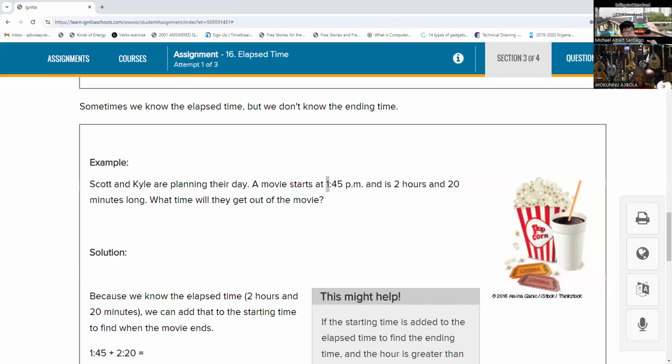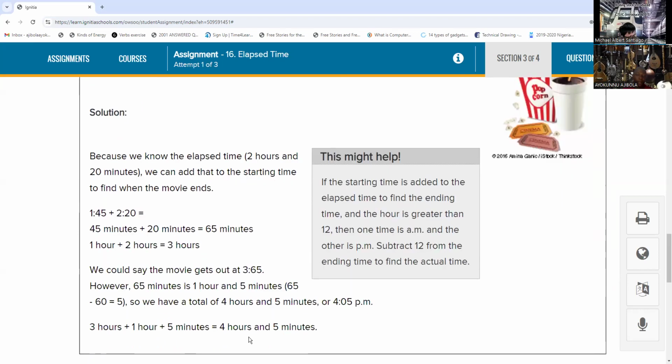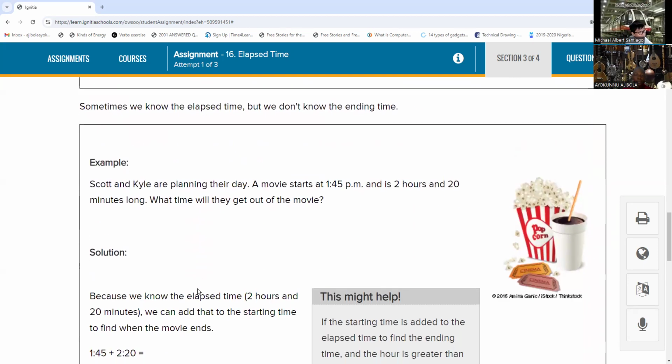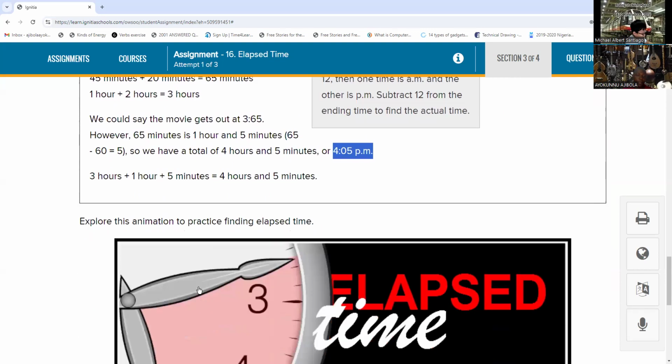Now let's continue. So we're talking about two people planning their day. Movie starts at this time, 1:45 p.m., and the movie is going to be 2 hours, 20 minutes long. So if we add 2 hours to this, that's 3 p.m., 45 minutes, 3:45, then plus another 20 minutes. That has passed. So if we add 15, that'll be 4 p.m. So that'll be 4:05 p.m. That's when they get out of the theater, of the movie, okay? They get out of the movie at 4:05 p.m.